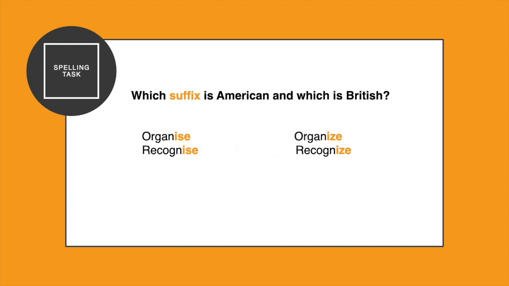Let's have a look at the answers. The British ends in ISE, whereas American ends in IZE. Now, a general rule of thumb is that the American spelling is more phonetic, meaning that you spell it the way it sounds. The S in the British spelling sounds a bit like a Z, and the Americans spell it that way. So for some people, it's a little easier.